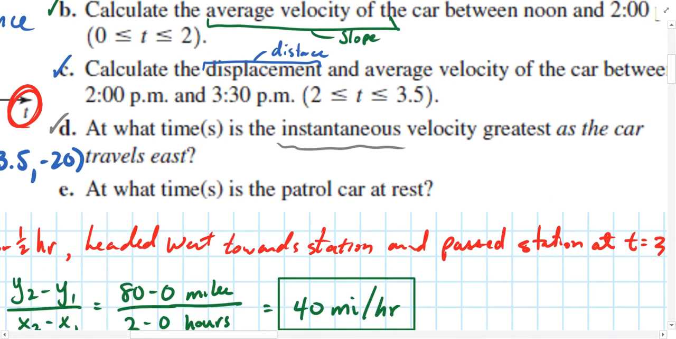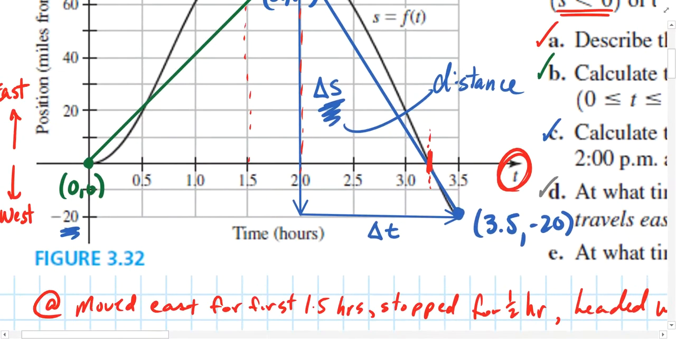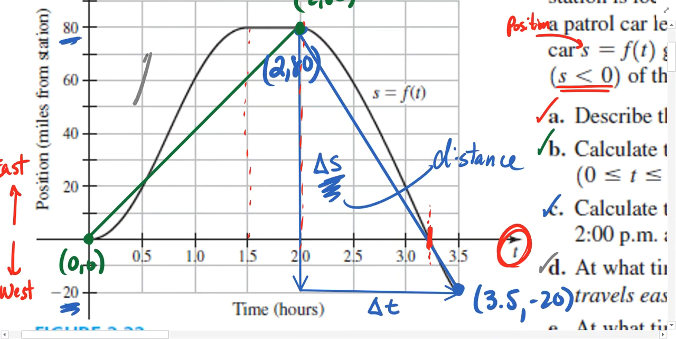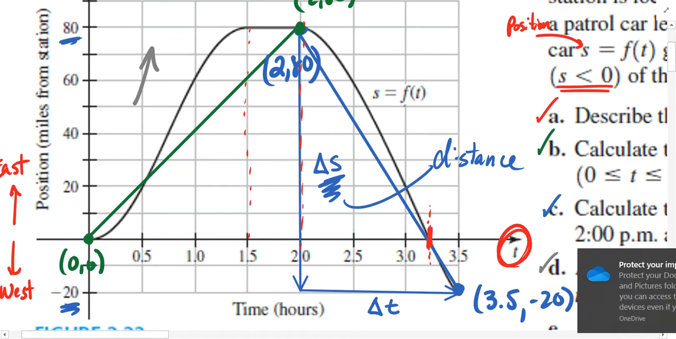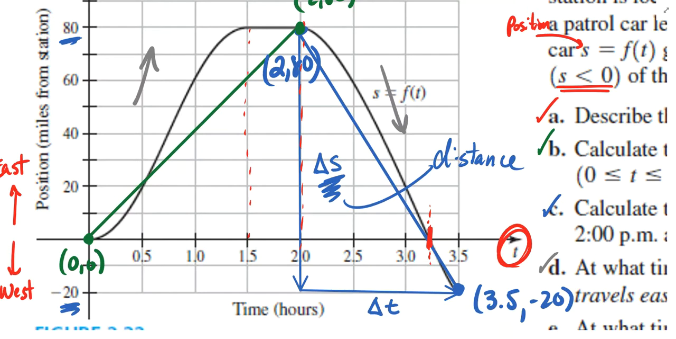And so revisiting this notion of instantaneous velocity, at what time is the instantaneous velocity the greatest as the car travels east? Well, in order for it to be traveling east, then it's got to be sloping upward. Down here, it's traveling westward, so we're not really interested in this westward movement. But eastward here, the instantaneous velocity is the steepest, where the slope of the curve is the greatest. And it's a little bit hard to tell because it kind of appears to be flattening out right here.